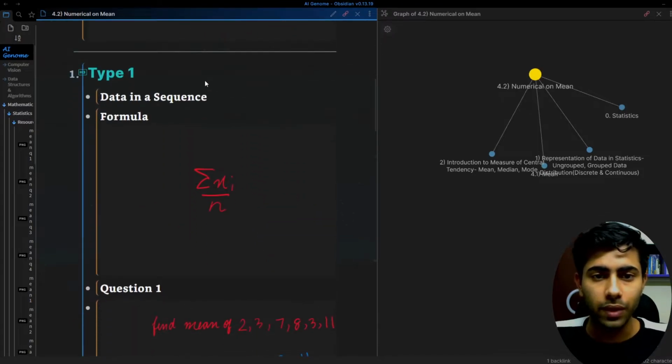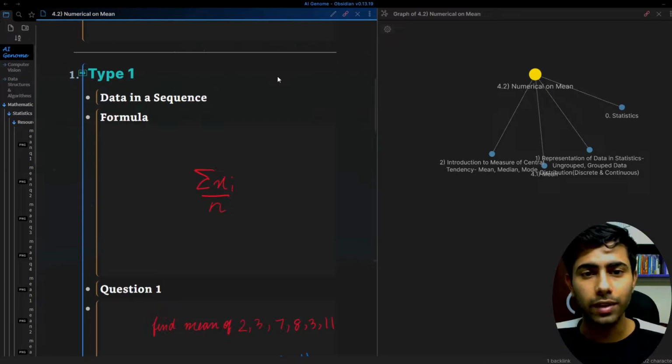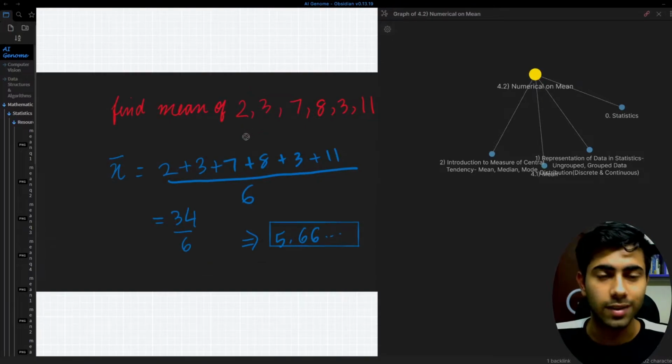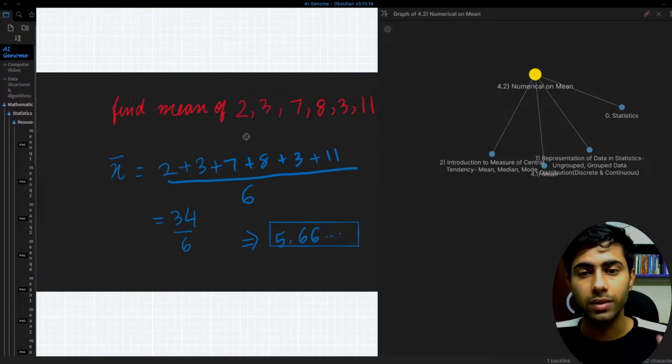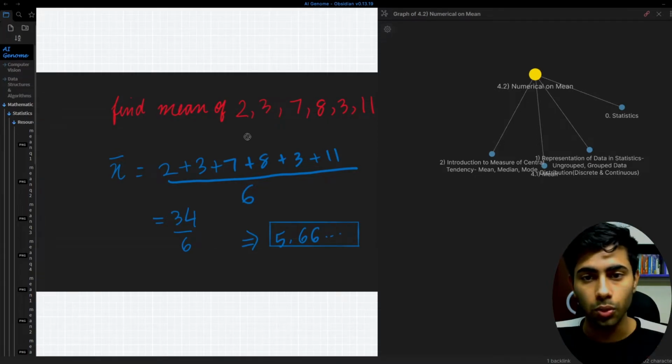For type 1 I have this formula, and type 1 is basically representation of data in a sequence. So I have my first question. The first question says that I have to find the mean of the data where my data is in the form of a sequence, because it is a type 1 problem, and my data is 2, 3, 7, 8, 3 and 11, and I have to find the mean for this data.